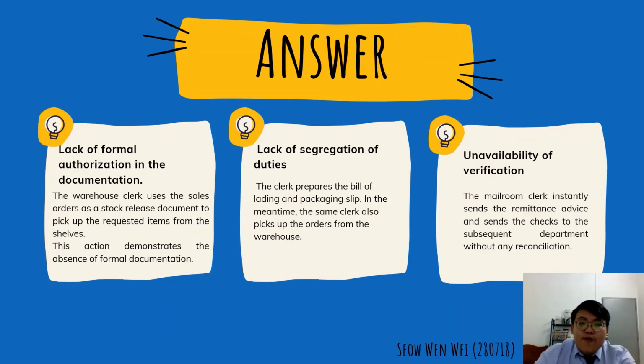Next, the second weakness in the SSU revenue cycle is the lack of segregation of duties, as the clerk prepares the bill of lading and packaging slip. In the meantime, the same clerk also picks up the order from the warehouse. On top of that, the third weakness is the unavailability of verifications, as the mailroom clerk instantly sends the remittance advice and the check to the subsequent department without any reconciliations.